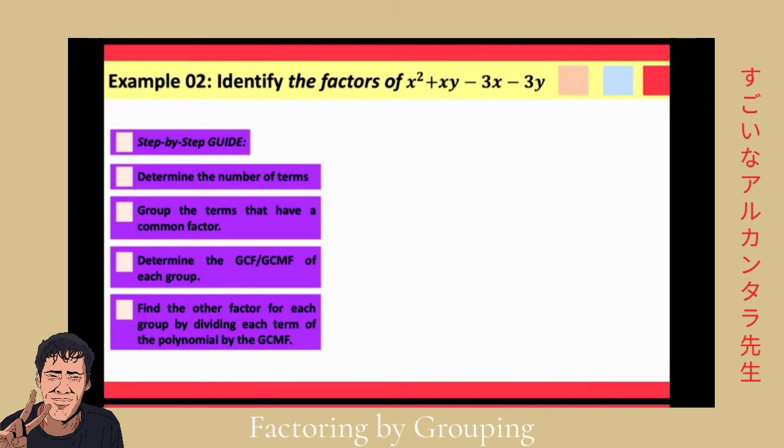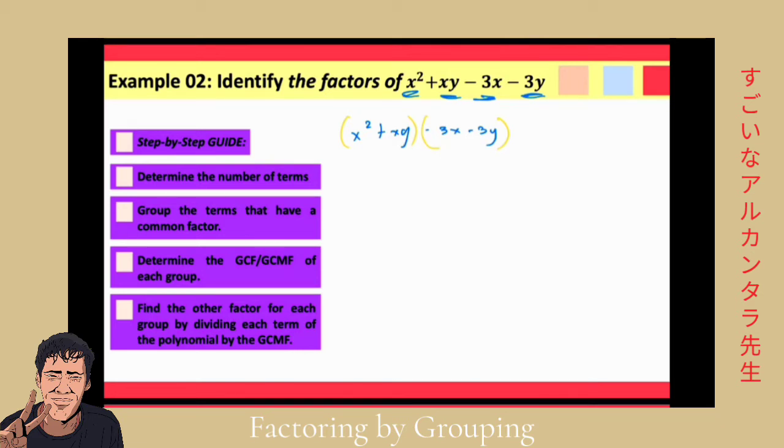Next, here we have x squared, xy, negative 3x, and negative 3y. We have 4 terms. So x squared plus xy minus 3x minus 3y. So let's write that down. We can group these in different ways also. But to make it easier, let's group x squared and xy, and we can have negative 3x and negative 3y. We can group that also. But here there are dilemmas.